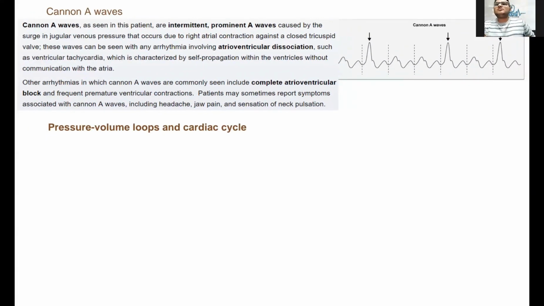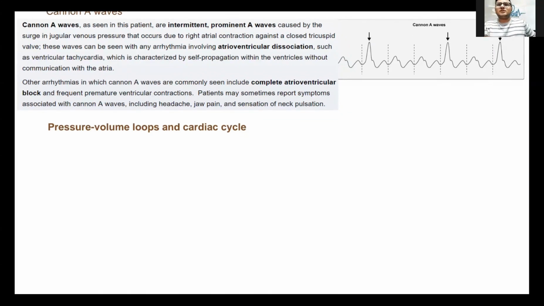Cannon A waves are actually giant A waves. This is due to complete atrioventricular block and associated with ventricular tachycardia. It is not asked in CPS MDMS students, but sometimes it is asked in USMLE Step 1. Cannon A waves are associated with ventricular tachycardia. Just remember this. These are the long A waves, like this. These are the Cannon A waves.